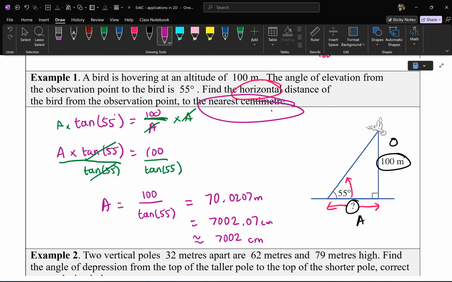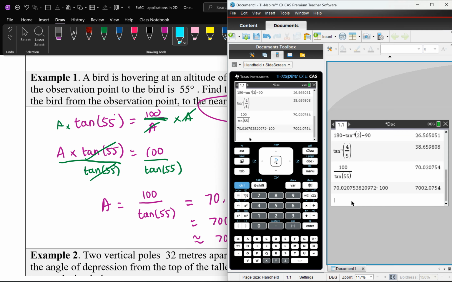But they said to the nearest centimeter, yeah? You can round up the last digit. No, you see, you look at the next digit. Because the nearest centimeter is 7,002, and then you look at the next digit, which for me is 8. Even if this is 8, the point is the 0. I'm just worried about making the wrong calculation. Oh, not that it's going to influence the end. So you're right.